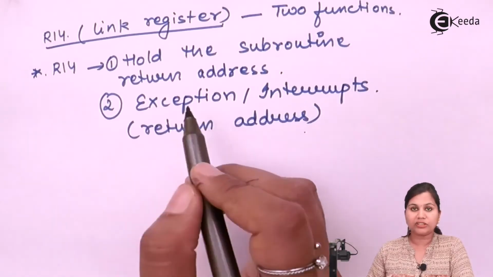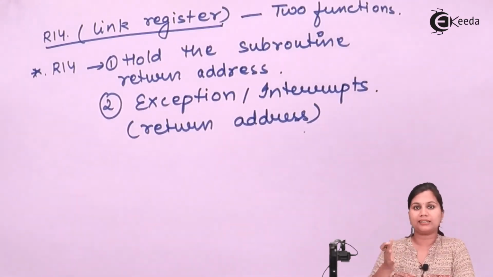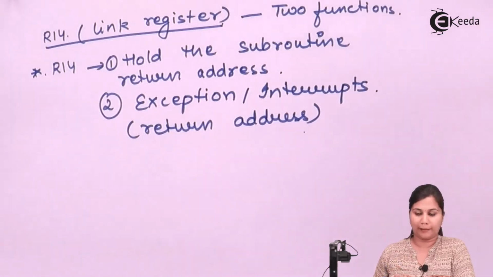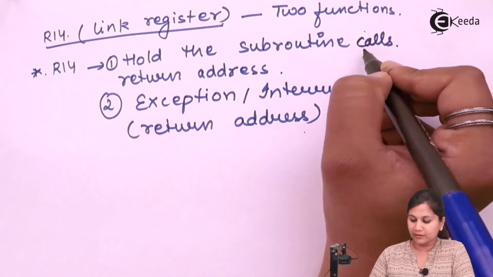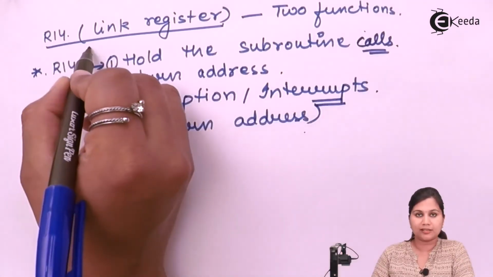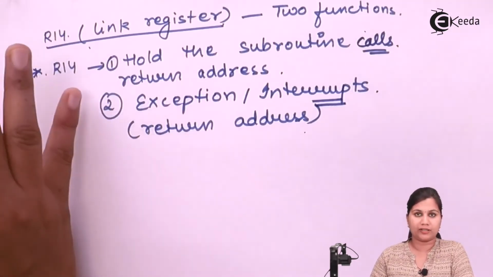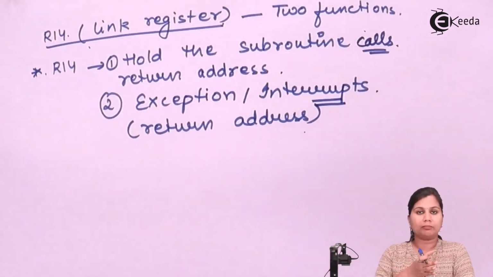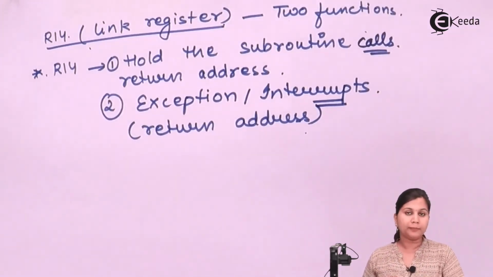interrupts. Because whenever the interrupts are given to the processor, it has to jump to some other memory location where the interrupt service routine is written, and that subroutine will be executed. After that, it has to come back to the current program. So in all those cases, subroutine calls and exception interrupts, this link register is used to hold the return address, so that the processor can return back to the main program.